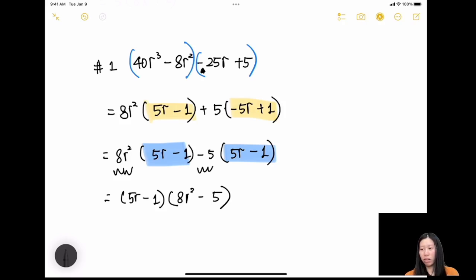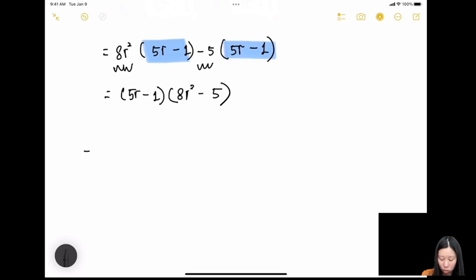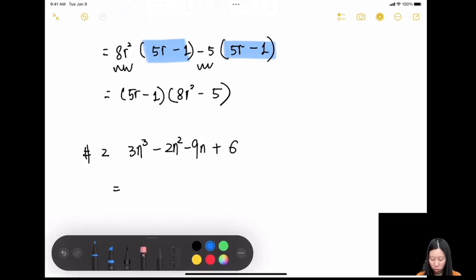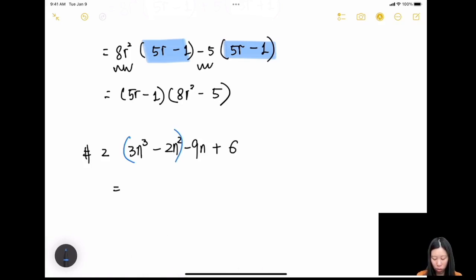Okay, now let's do another one. Number 2. Okay, please try to do it. Pause the video and try to do it by yourself. Okay, for me, probably it's the same trick. Well, we are going to try it out. So I want to factor these two and these two, connected by the plus sign.